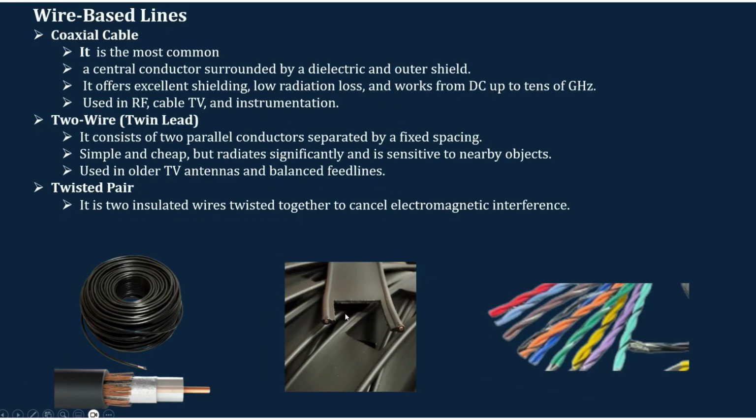In the case of the twin lead wires, it consists of two parallel conductors separated by some distance. It is mainly used in older TV applications, like connecting Yagi-Uda antennas to TVs. Because of this structure, it radiates significantly and is sensitive to nearby objects. In the case of twisted pairs, it consists of two cables twisted together to cancel electromagnetic interference.